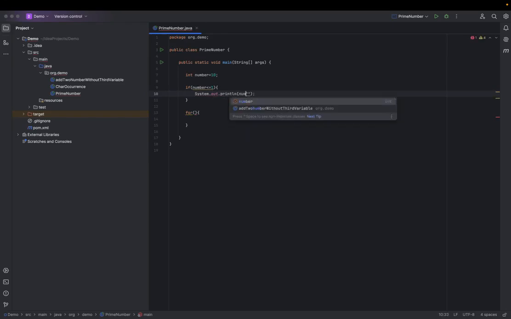So we will print: number is not a prime number. Okay, if this condition is not getting satisfied, then we have to see how.